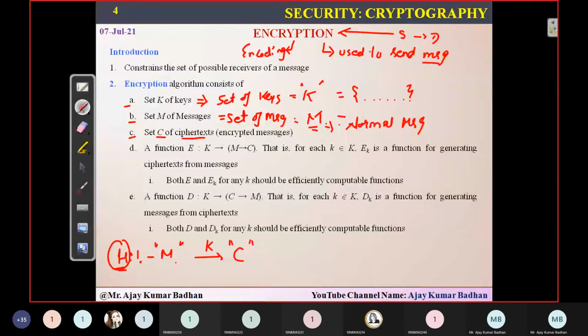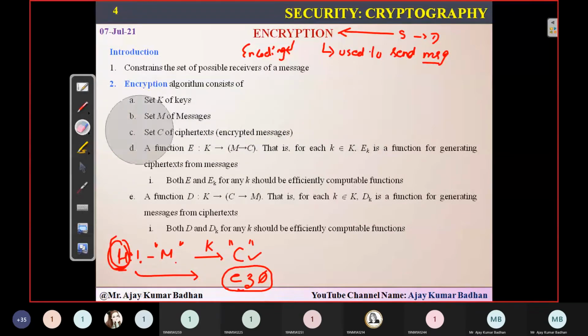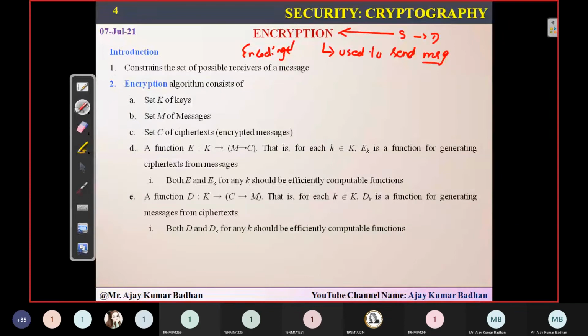Like you may get, "hi" converted into something like EZ0. Let us suppose EZ0 is what "hi!" with the exclamation mark is represented as. You will not understand this, because it is an encrypted text. That's what we call ciphertext, C. Whenever you convert a normal text message into an encoded format, that message is what we call ciphertext. Normal messages are represented as M, and these are the keys used to convert a normal message into a ciphertext.